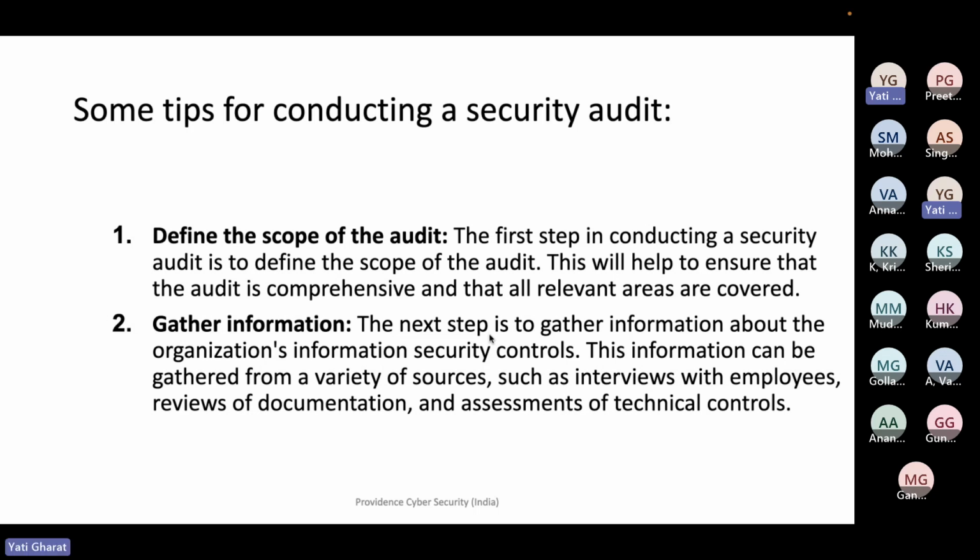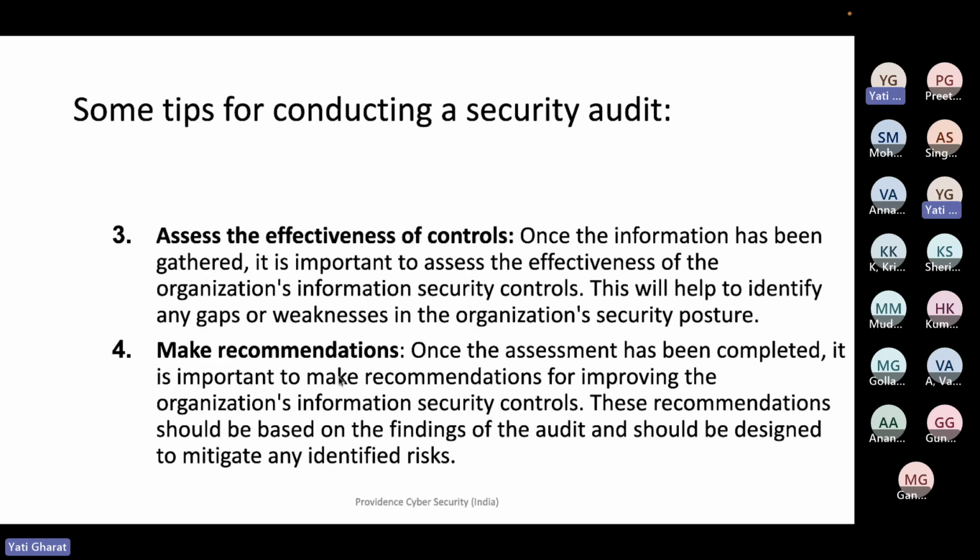So the next step is to gather information about the organization's information security controls. This information can be gathered from various sources such as interviews with employees, reviews of documentation, assessment of technical controls. So interview is a process, guys, which always happens, and the auditor will ask questions on that. The third aspect is to assess the effectiveness of the controls. Once the information has been gathered, it is important to assess the effectiveness of the organization's information security controls. This will help to identify any gaps or weaknesses.